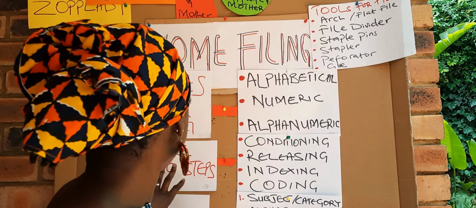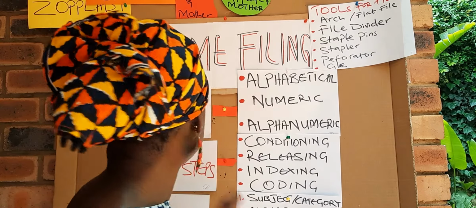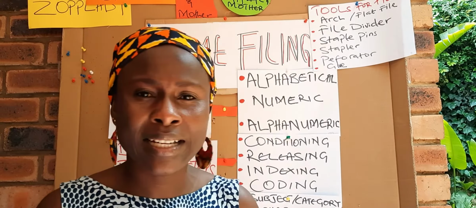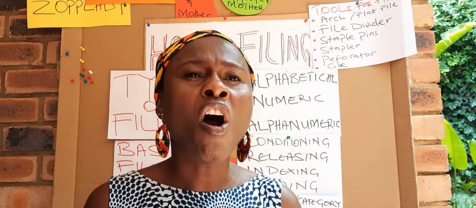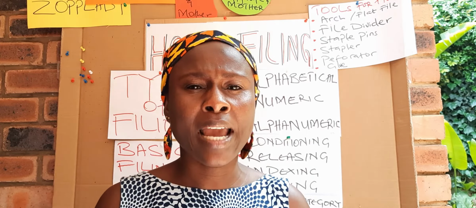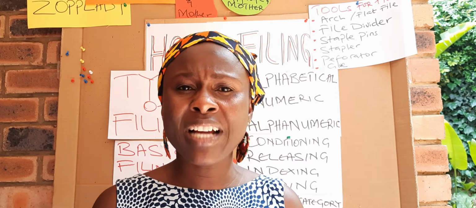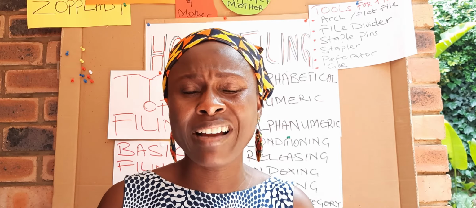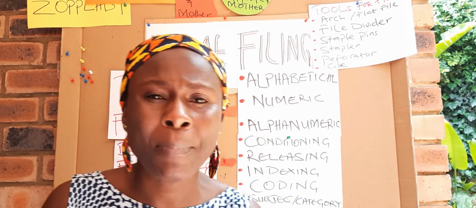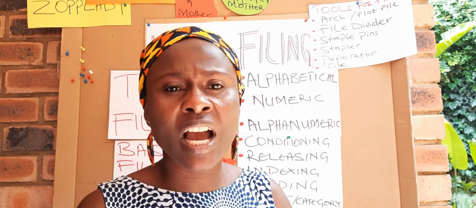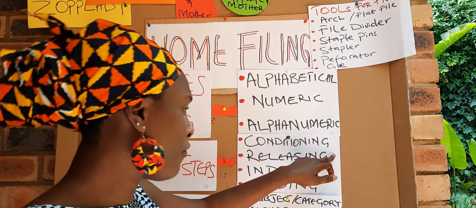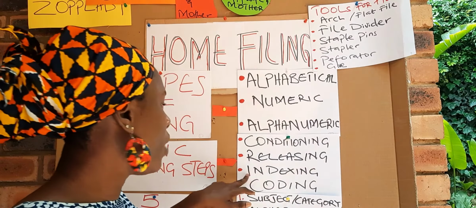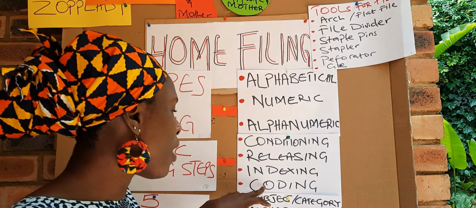There are some basic filing steps that we undertake. I wouldn't dwell so much on this because it is more of the office setup type. When we get into my career development, how I advance in my career life, I will throw more light on that particular one. But for knowledge sake, I'll just take you through and then move on to the next step. We have the conditional basic filing, then we have the releasing, the indexing, and then the coding.